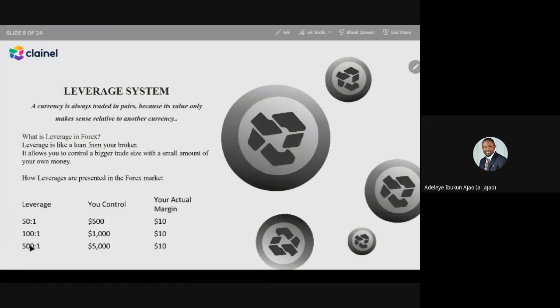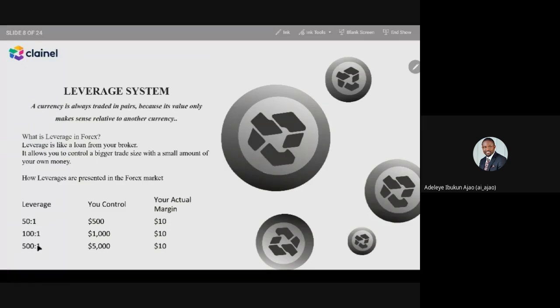That's what this 500 ratio 1 is. This ratio 1 represents your $1. For every $1 you can trade $500. That's why it's 500 ratio 1. You understand?